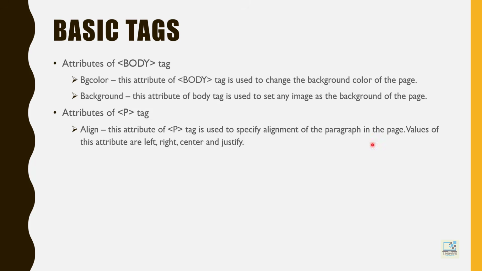Values of this attribute are left, right, center and justify. Means there can be 4 types of alignments: left alignment, right alignment, center and justify. Now let's see examples to understand these attributes.